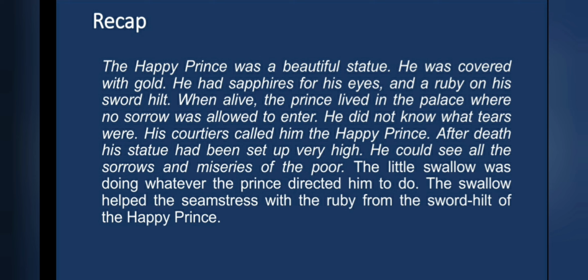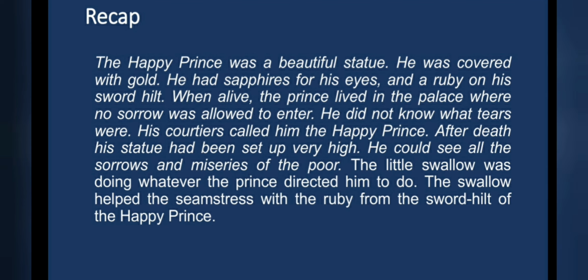When alive, the prince lived in the palace where no sorrow was allowed to enter. He did not know what tears were. His courtiers called him the Happy Prince. After death, his statue had been set up very high. He could see all the sorrows and miseries of the poor. The little swallow was doing whatever the prince directed him to do. The swallow helped the seamstress with the ruby from the sword hilt of the Happy Prince.